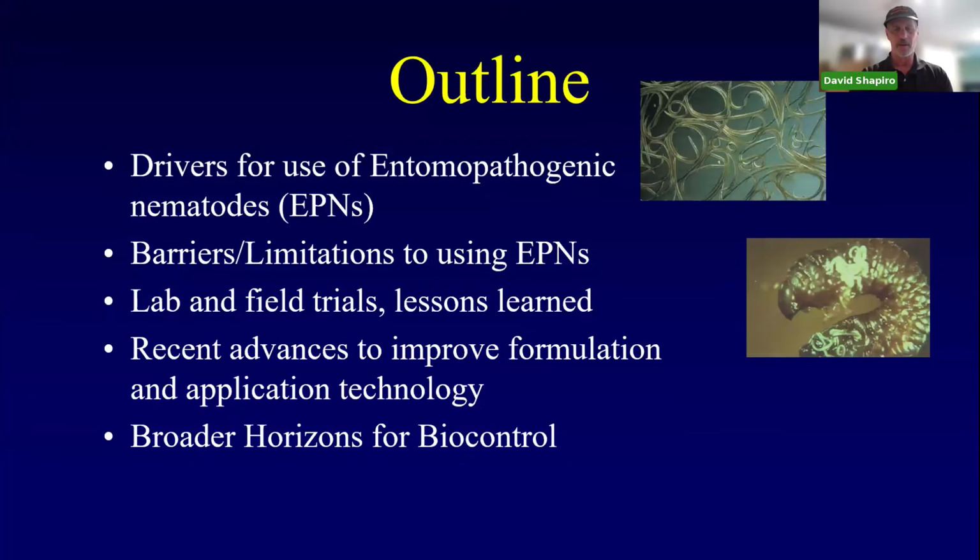I'm just going to start out with a bit of the drivers. Why do people use entomopathogenic nematodes? And then what are some barriers or limitations to using these entomopathogenic nematodes, or as we call them, EPNs as well. A bit of the lessons learned from my lab and field trials. Then I want to focus a bit on several examples of our recent advances to improve formulation and application technology, and then just a bit of broader horizons for biocontrol that I'll be getting into.